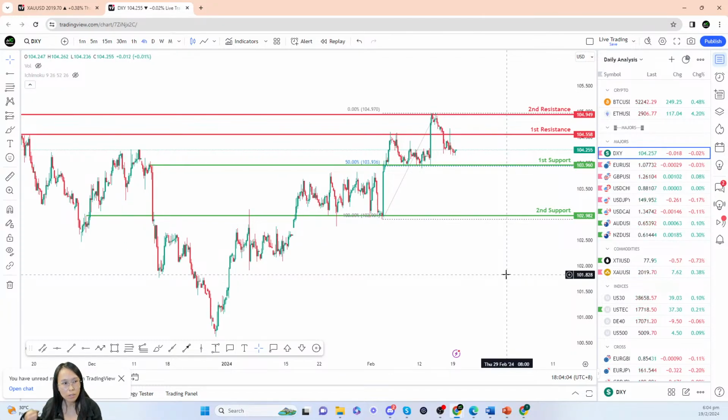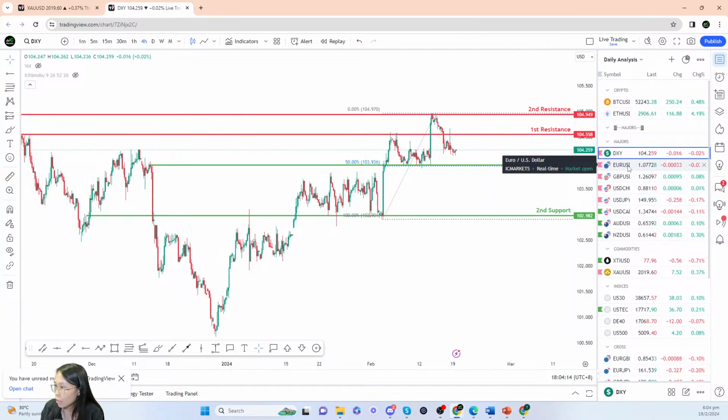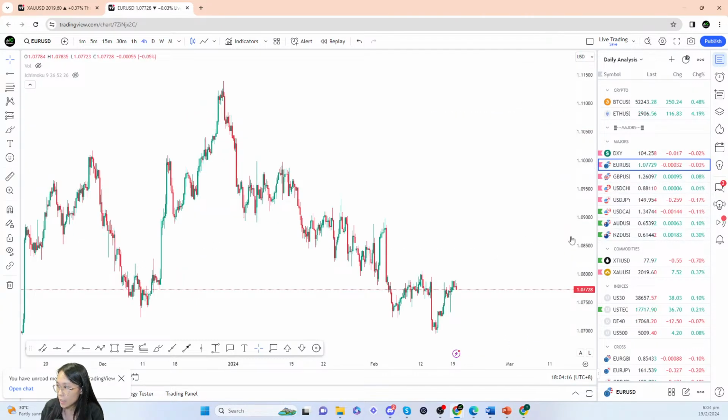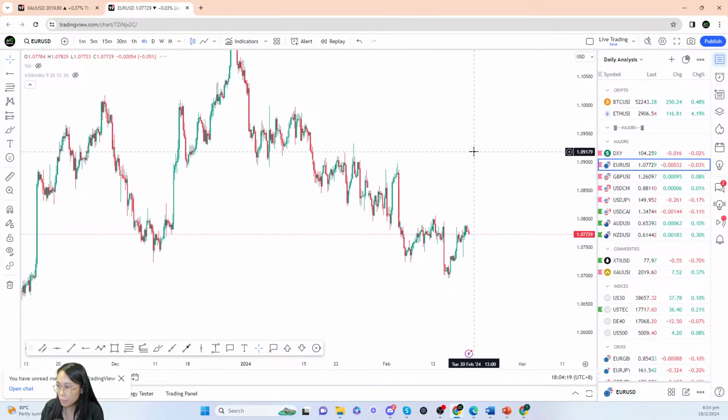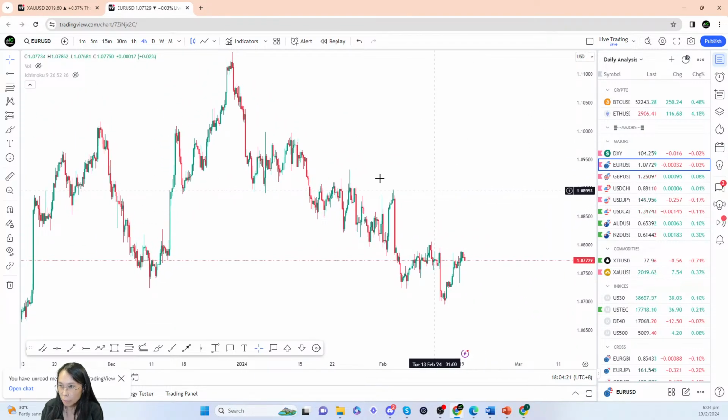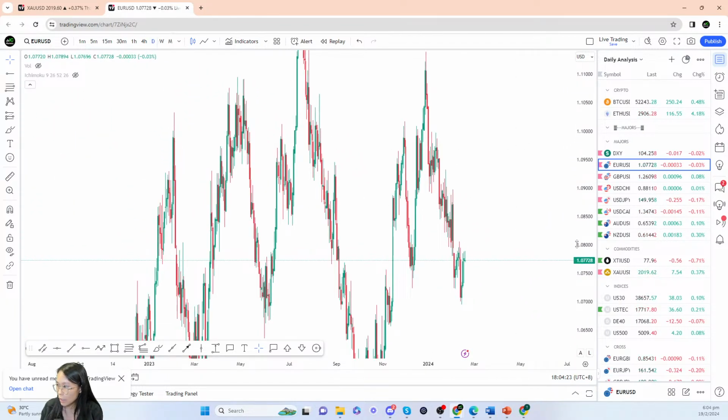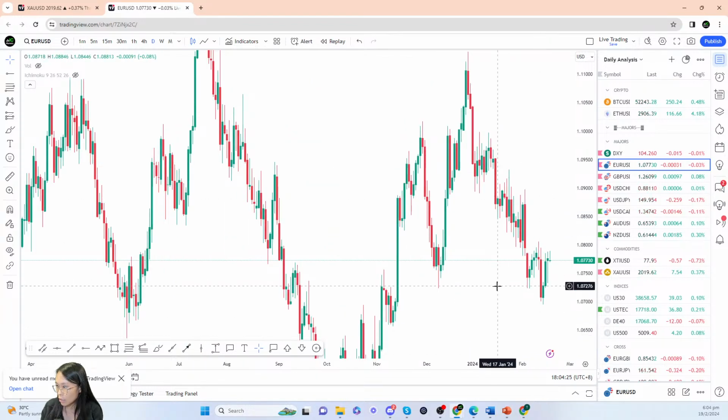Do you guys prefer the analysis on H4 or the daily time frame? Okay, so let's look at euro dollar. Euro dollar is very bearish, and on the daily chart, there's actually a descending channel.